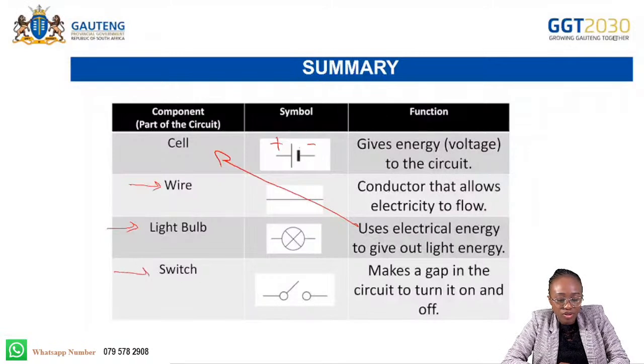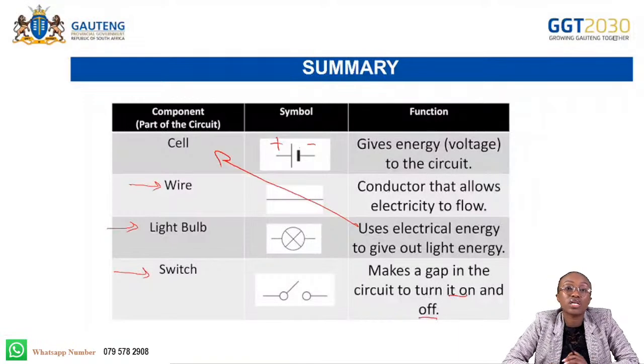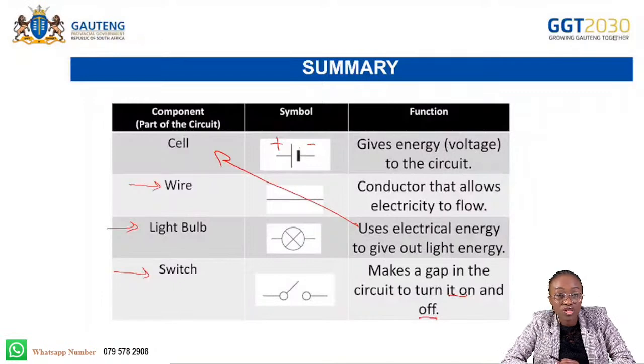And then we have the switch. The switch makes a gap in the circuit to turn it on and off. So it regulates our flow of current. If you don't want current to flow, you simply open the switch or switch it off. If you want current to flow within a circuit, you switch it on or you close the switch, completing the circuit. And to represent an open switch, we use this.